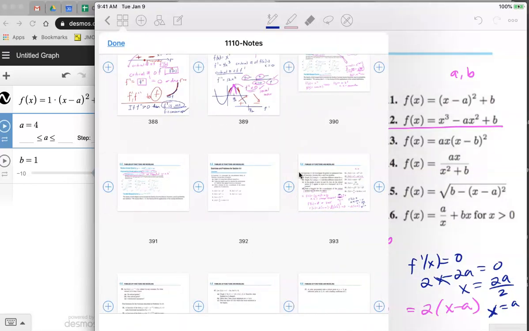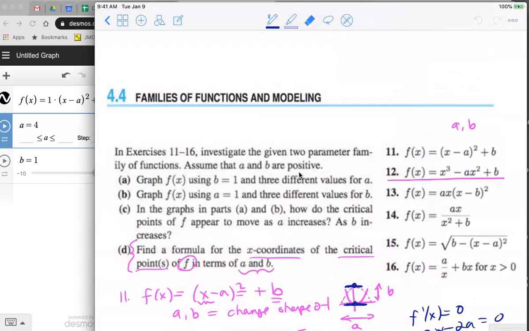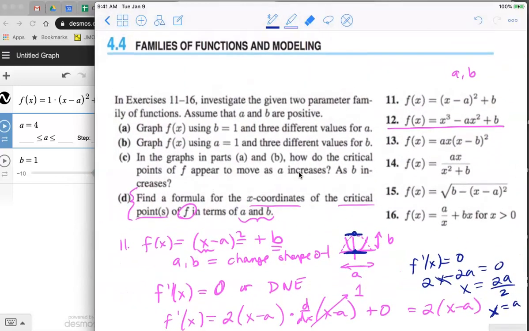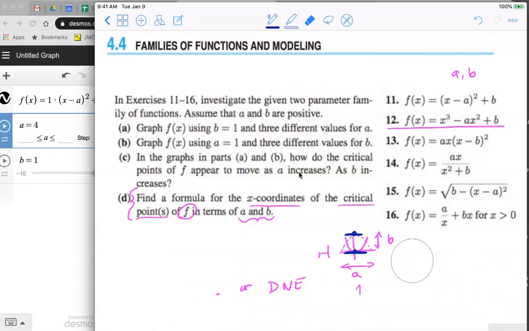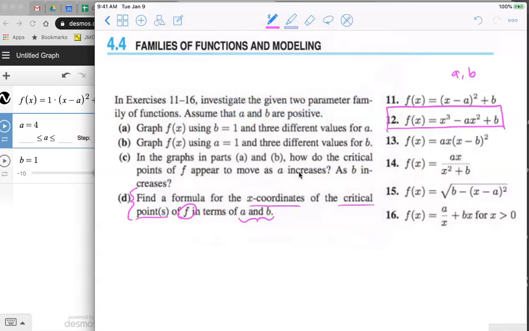Done. Let me insert that page again, and we can move on and see what happens in a new example. Okay, so similar problem. We want to look and see what happens to this function. Now it's a function with two parameters. f of x is equal to x cubed minus a x squared plus b.